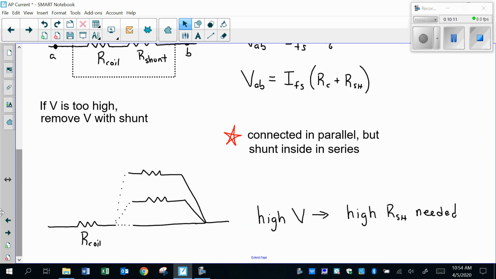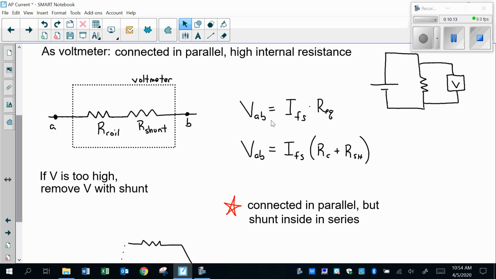So sliding on down here, going from A to B, we have a series. So the whole voltage from A to B is going to be the voltage drop here and the voltage drop here. If I use some distributive property type ideas, I get the same current through every single device, and they add up. REQ is just the sum total, and I can distribute that through, and I end up with the voltage drop through the coil and the voltage drop through the shunt. They have the same current because it is a series. So we connect the voltmeter in parallel, but the shunt inside has to be in series.